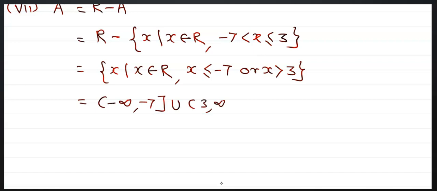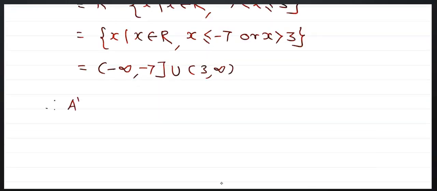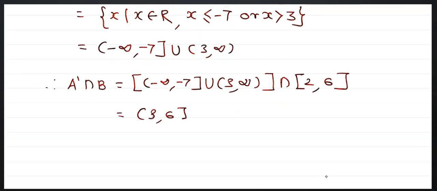Now here see this, x is less than or equal to minus 7 and it is written as minus infinity to minus 7. X is greater than 3 means what? This is the open interval from 3 to infinity. A complement intersection B is equal to, now, that is minus infinity to minus 7. That is a closed one, and another is this, that is 2, 6.